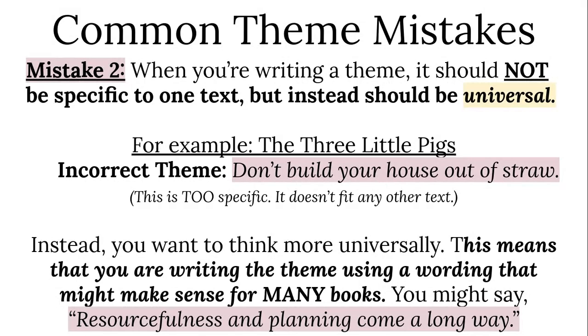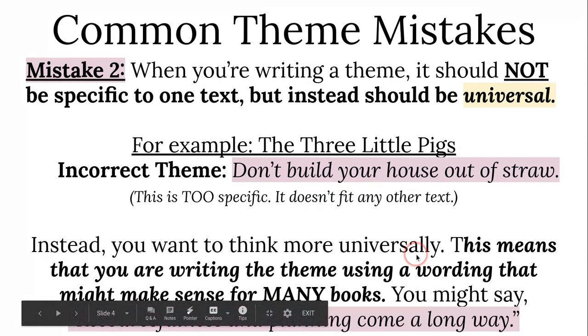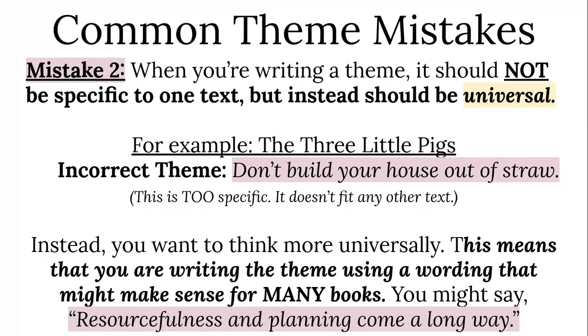Mistake number two is that when you're writing a theme, or you think you've found the theme of your story, it should not be specific to one text, but instead should be universal. What I mean by that is this. I use the Three Little Pigs as an example because I feel like all of us have heard that story before. Someone might say that a theme to that story is, don't build your house out of straw, because the wolf comes and he blows the pig's house down because it's made of straw and bad materials. This is too specific. Don't build your house out of straw. This cannot be a theme, because this is not a life lesson that could apply to you.